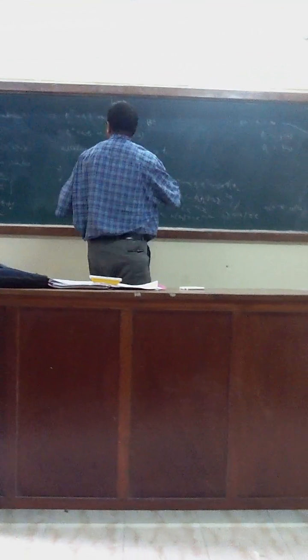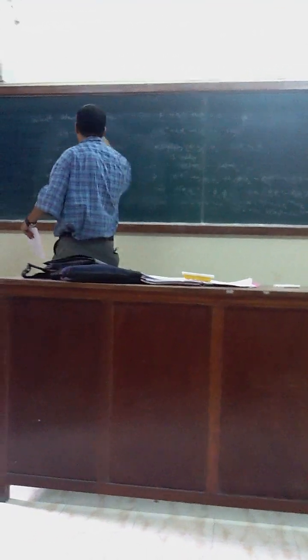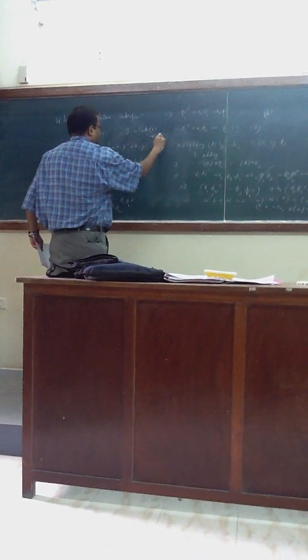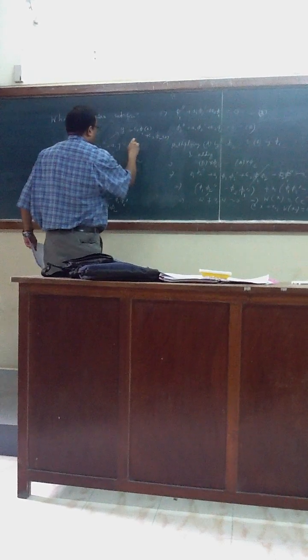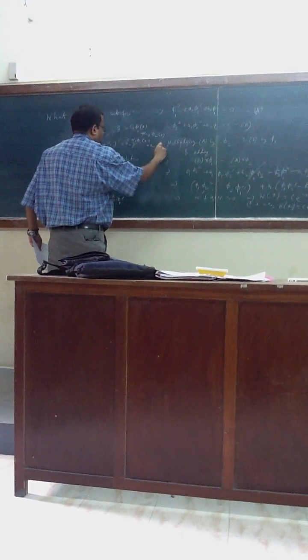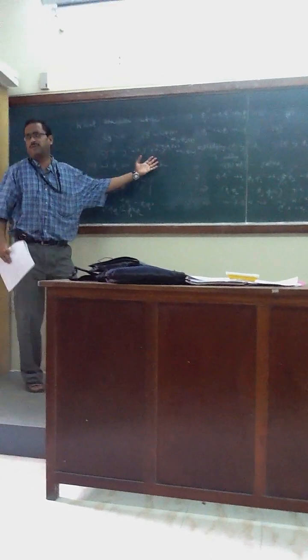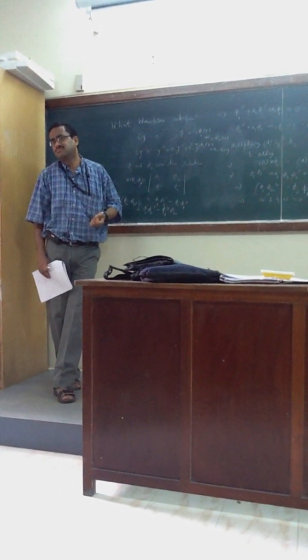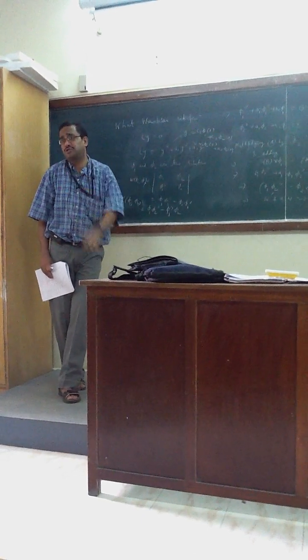Because what is the solution for this kind of system? Your solution is C1 phi 1(x) plus C2 phi 2(x), or if you write alpha 1 phi 1(x) plus alpha 2 phi 2(x). The Wronskian is only coming for verification purpose, whether the solutions are independent or not. But the Wronskian is not coming in the solution.